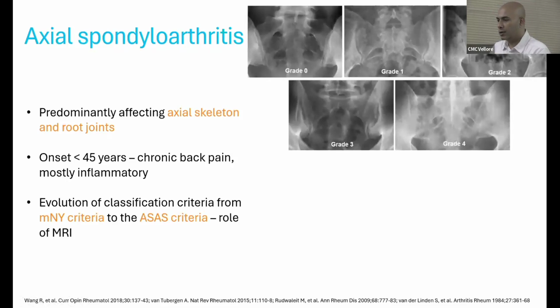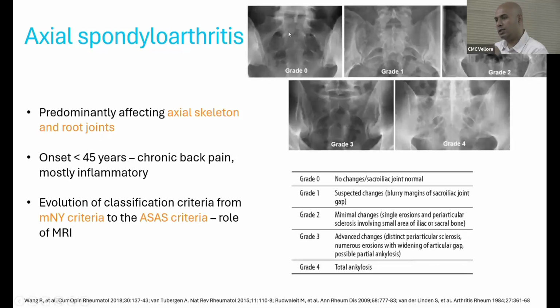OPD-based diagnosis still, right? So we have 4 grades, 1 to 4, and of course the 0, which is normal. We can see that. So if you were to see the changes, 0 is actually no changes, right? You can clearly visualize the sacroiliac joints over here. 1 is actually an iffy. We have suspected changes, which essentially talks about these blurry margins, and the gap is normal. There are no erosions visible. So that is grade 1.